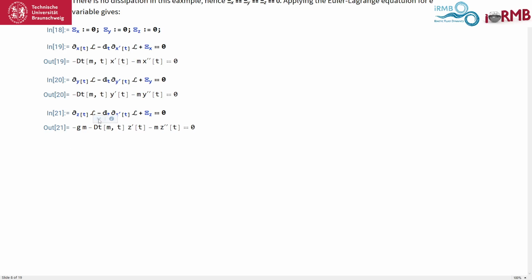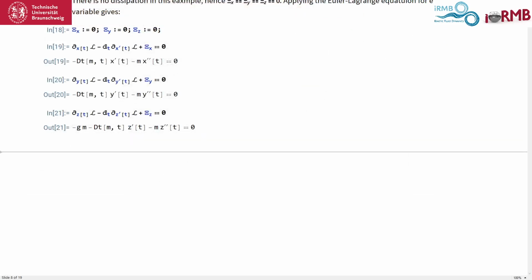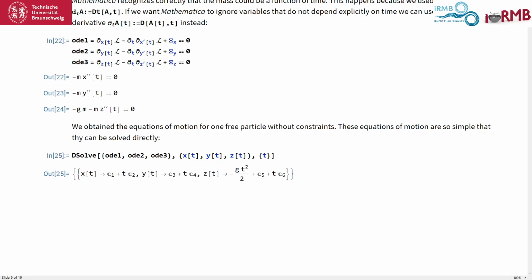We get this by, okay, it's dd. So I don't know why it's called dd. So this is this letter here, and this dd actually is the total derivative. Now we have to understand how the total derivative works. I think I have this on the next slide.